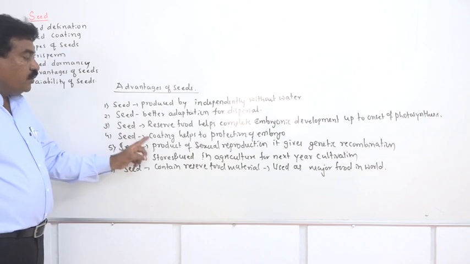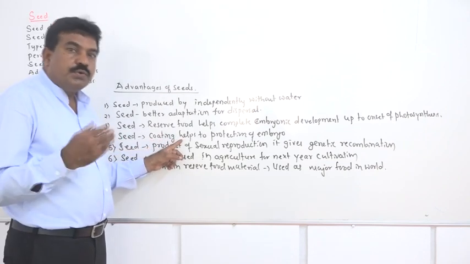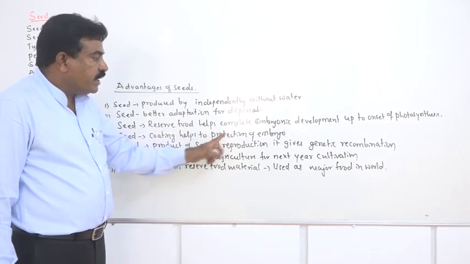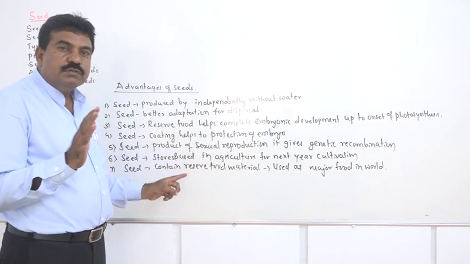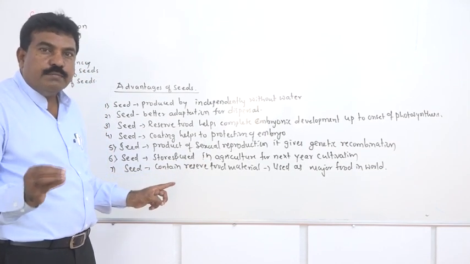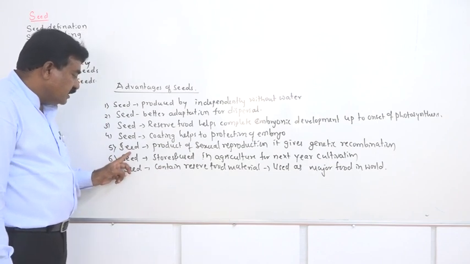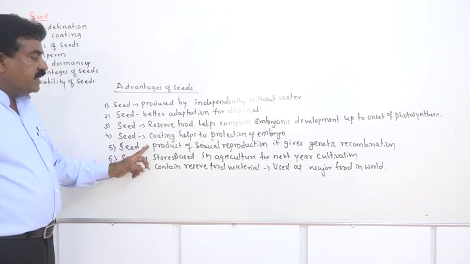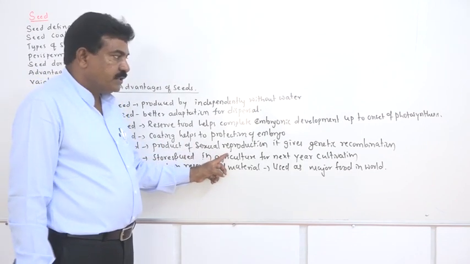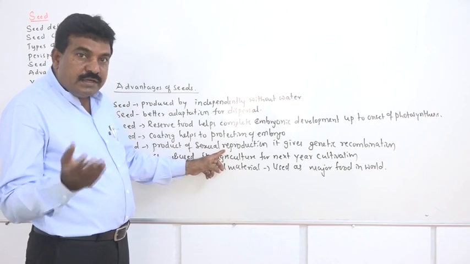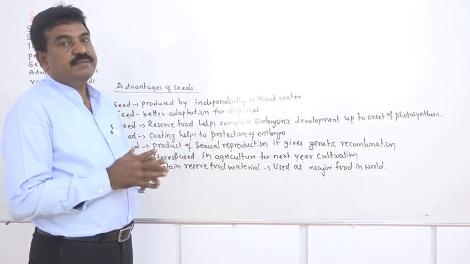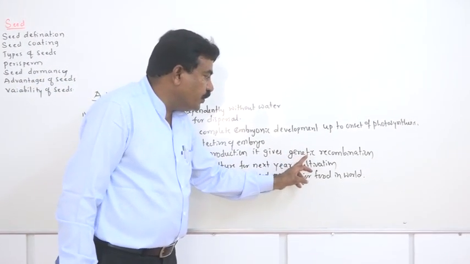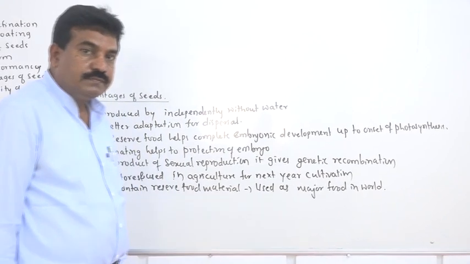Fourth, the seed coating: we have two. The outer coating is the testa, and the inner one is the tegmen, which helps to protect the embryo. Therefore, there is no chance of damage to the embryo due to the presence of the seed coat. Fifth, the seed is a product of sexual reproduction, and here the egg and sperm of two different plants belonging to the same species are recombined. Hence, there is a chance of new genetic recombination.